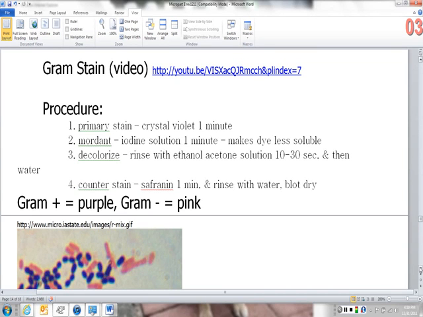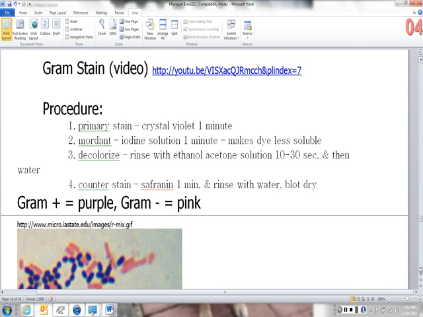The third step is to decolorize. Here, an ethanol acetone solution is used to rinse away the crystal violet for 10 to 30 seconds, and then quickly rinsed with water. During decolorize, you will want to decolorize till you no longer see crystal violet running off, but be careful not to over-decolorize, since acetone will wash the organisms off relatively easily.